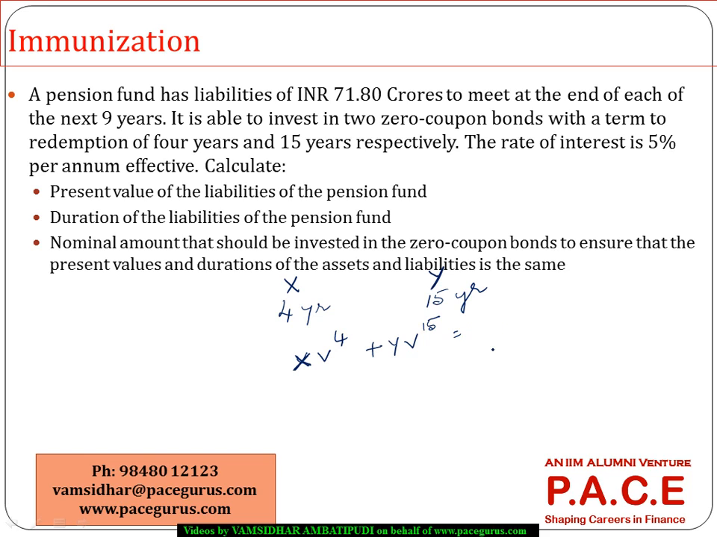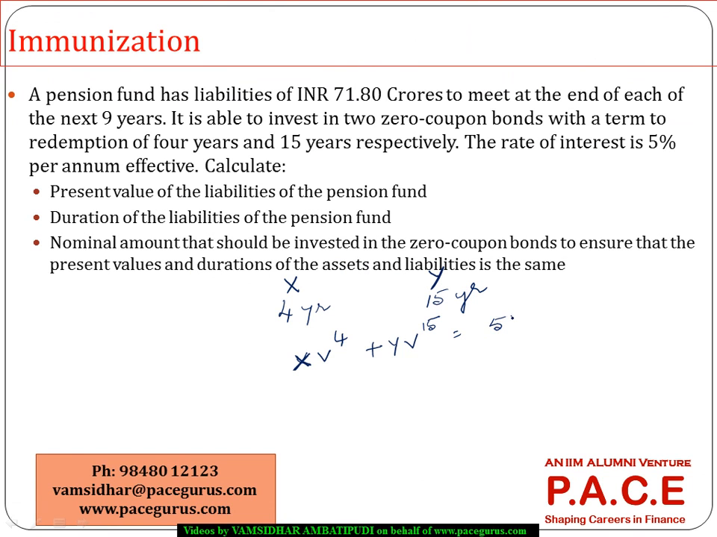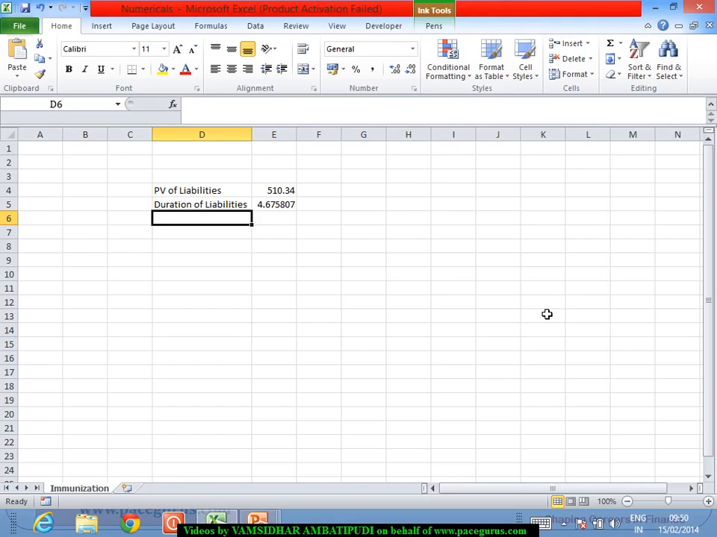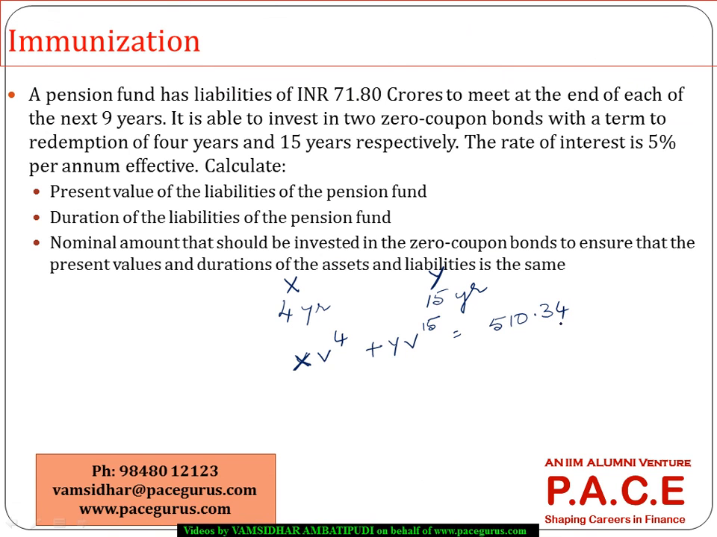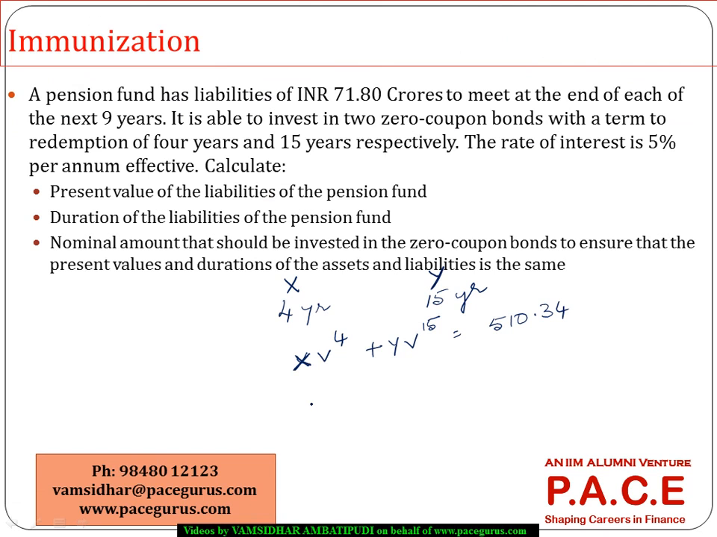Now, as per the immunization rule, the present value of the assets should be equal to the present value of the liabilities, which is 510.34. So this is the first condition that needs to be met. Then the second condition is that the duration of the assets should be the same as the duration of the liabilities. So what is the duration of the assets here?